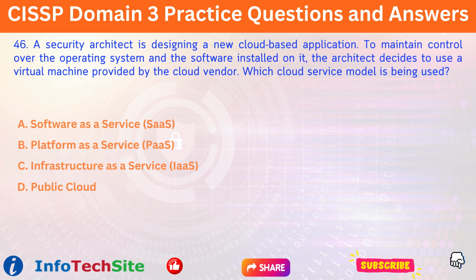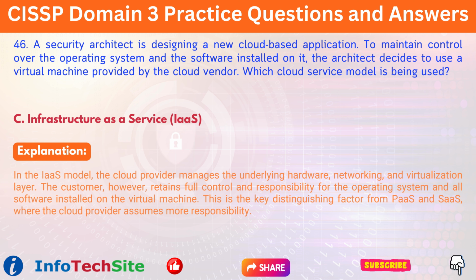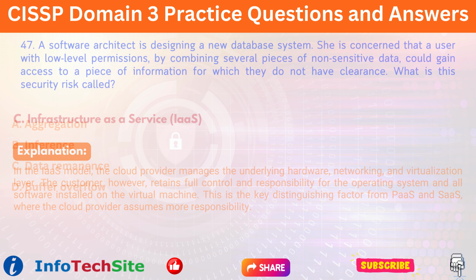D. Public cloud. The correct answer is C. Infrastructure as a Service, IaaS. Explanation. In the IaaS model, the cloud provider manages the underlying hardware, networking, and virtualization layer. The customer, however, retains full control and responsibility for the operating system and all software installed on the virtual machine. This is the key distinguishing factor from PaaS and SaaS, where the cloud provider assumes more responsibility.